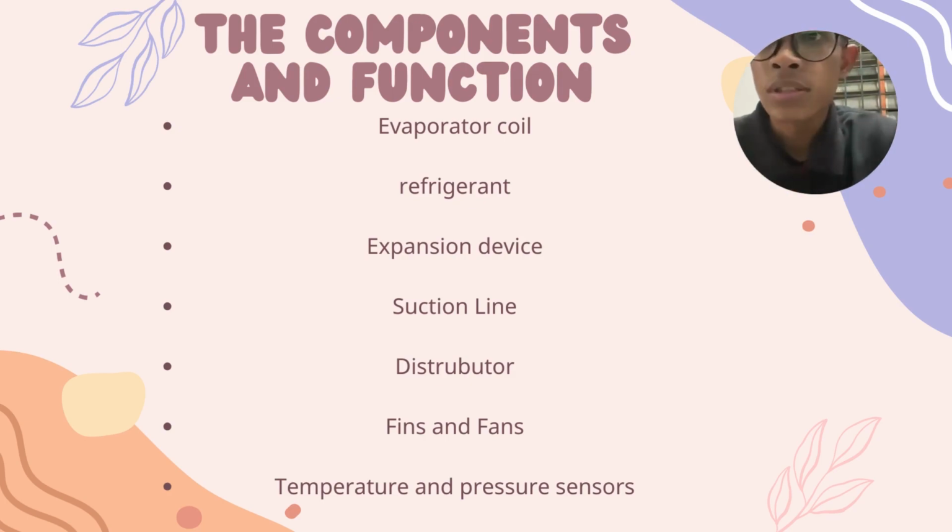The fourth is the suction line. The suction line joins the compressor and the evaporator's outlet. It enables the compressor to receive the low pressure vaporized refrigerant again for the subsequent cycle.